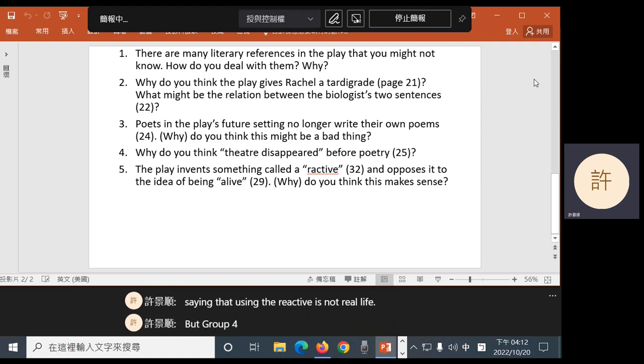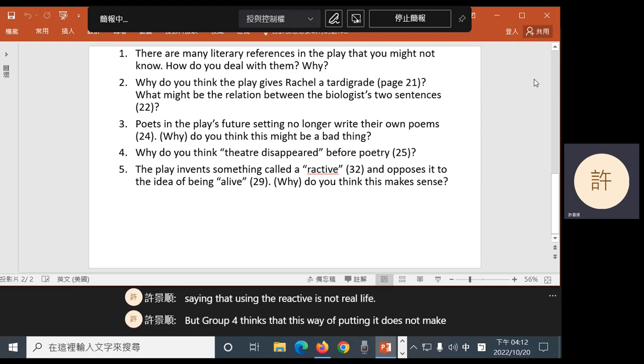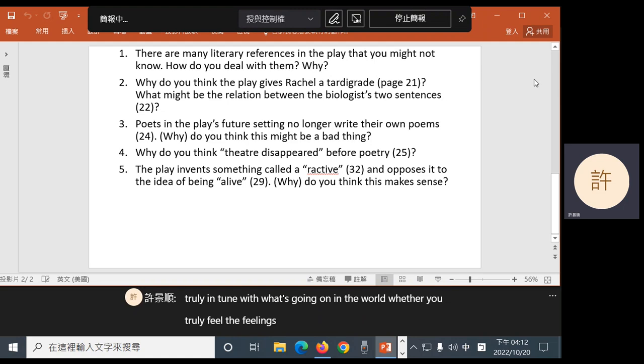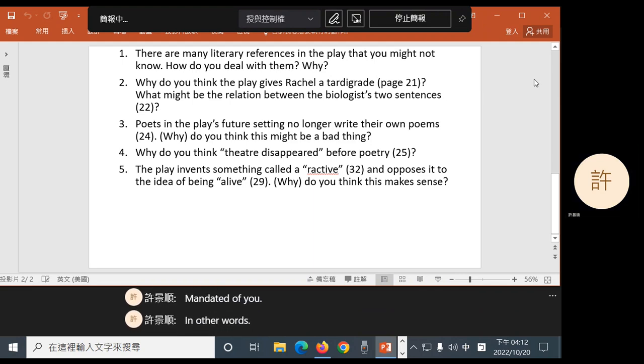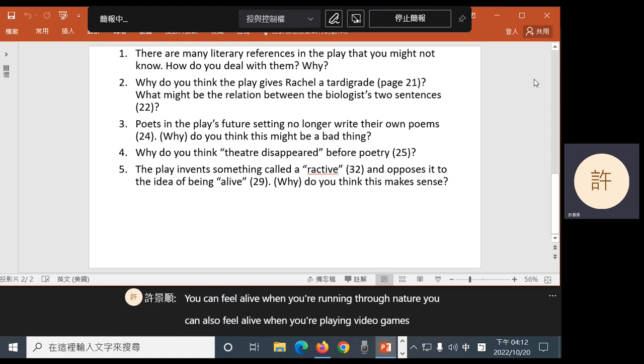But group four thinks that this way of putting it does not make sense. A reactive is simply a piece of technology that controls what you see and what you perceive. But being alive is about a person's inner space, inner life, whether you are truly in tune with what's going on in the world, whether you truly feel the feelings that you want to feel and that are not mandated of you. In other words, you can feel alive when you're running through nature. You can also feel alive when you're playing video games. According to group four, these two are not the same thing.